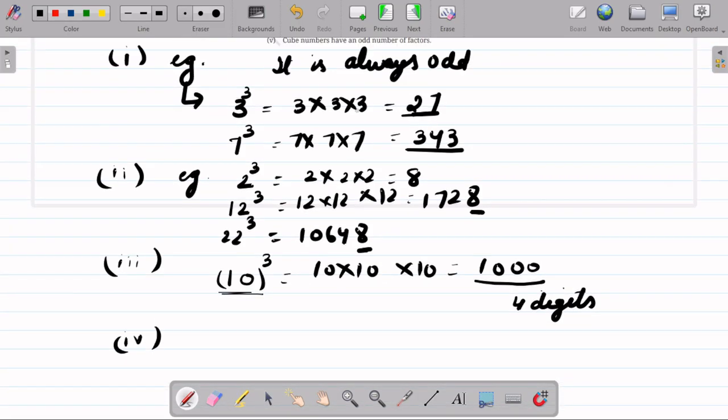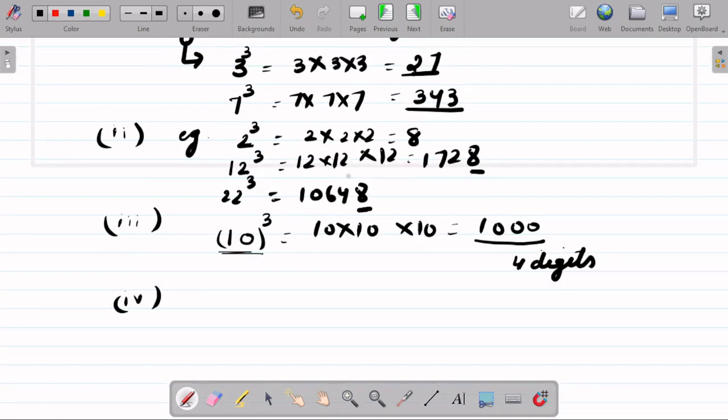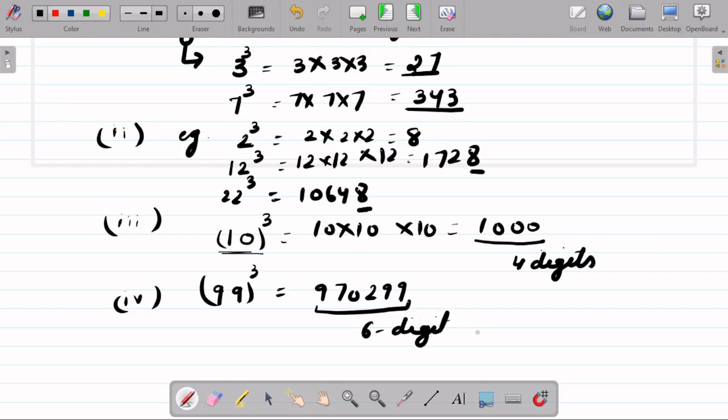Fourth one. The fourth one is the cube of a 2-digit number may have 7 or more digits. Okay, let's see it. This is also false. So let's do it. Now I'm taking the largest 2-digit number, 99 cube. 99 cube gives you 970299, which is a 6-digit number. This is also false.